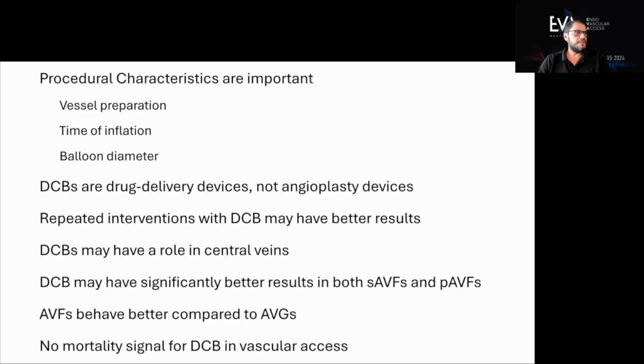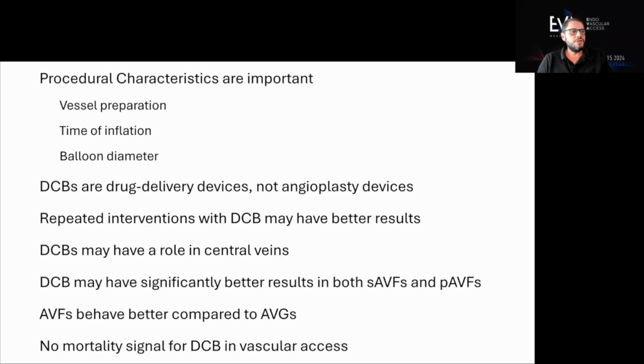So to summarize, procedural characteristics for drug-coated balloons are very important: vessel preparation, time of inflation, and balloon diameter. Drug-coated balloons are drug delivery devices. They are not angioplasty devices, so you have to prepare the vessel, you have to do the mechanical work with a high-pressure balloon and then use your drug-coated balloon.